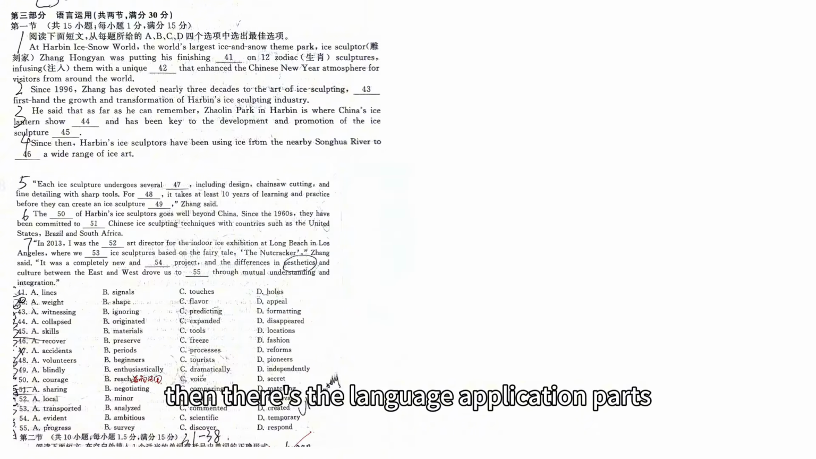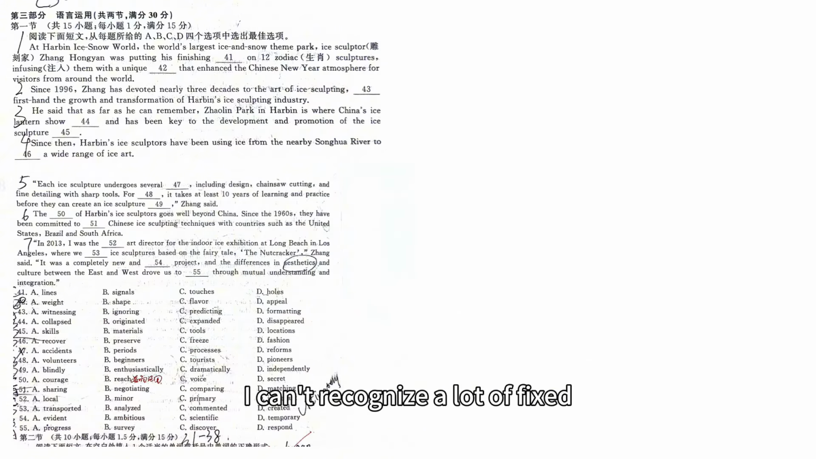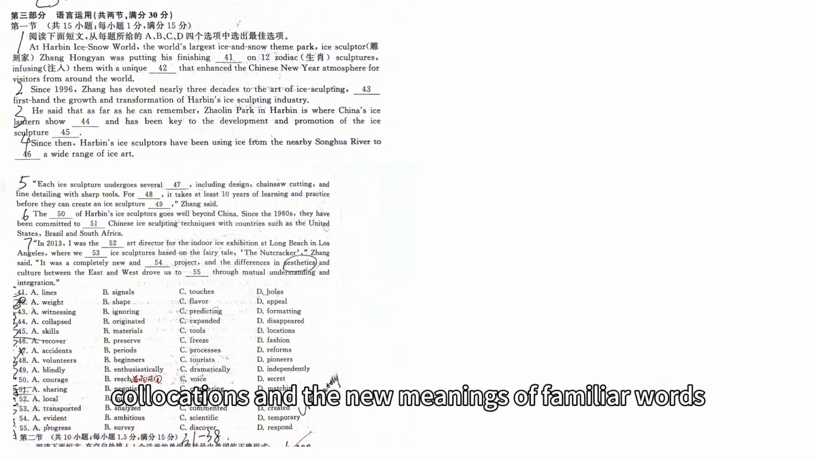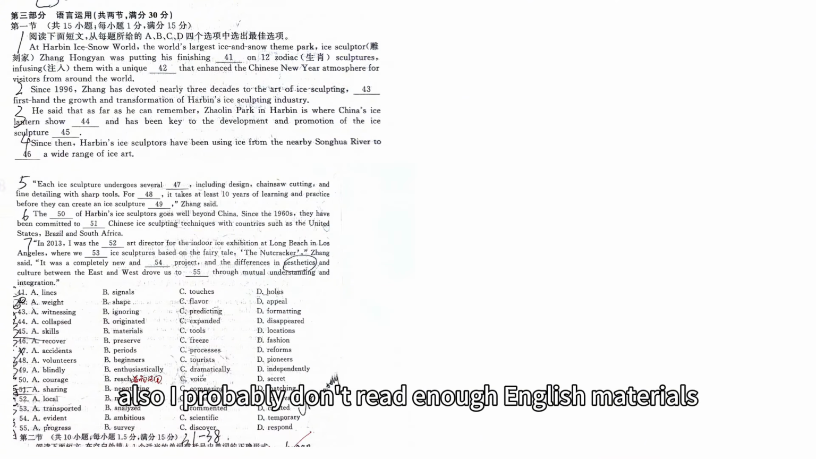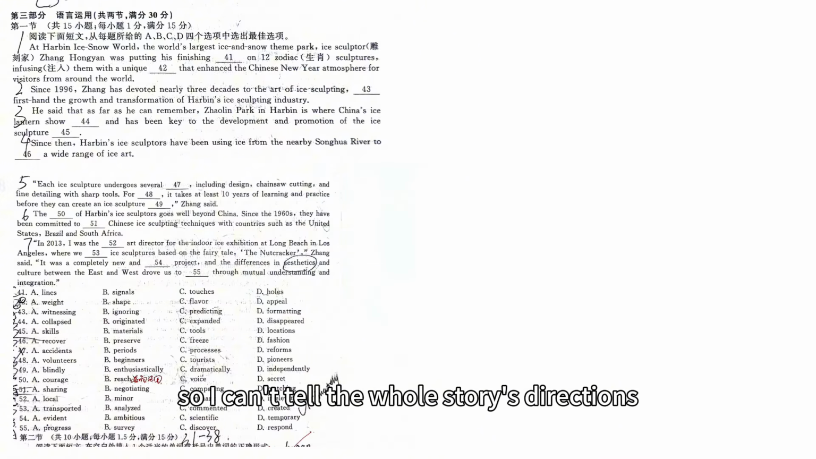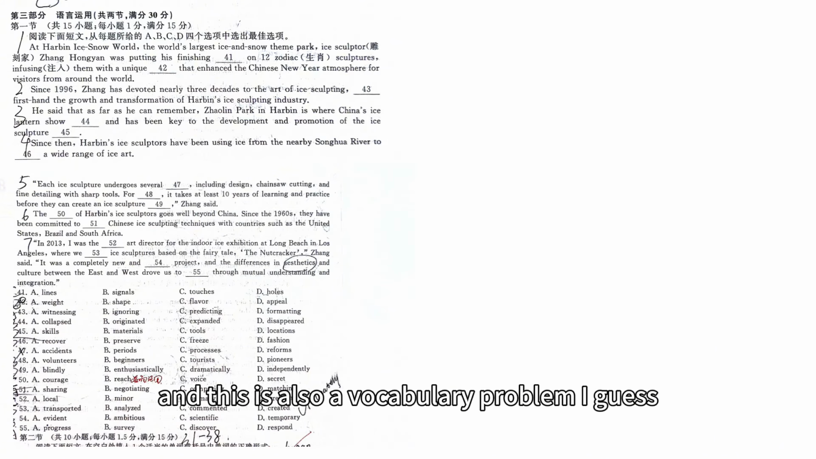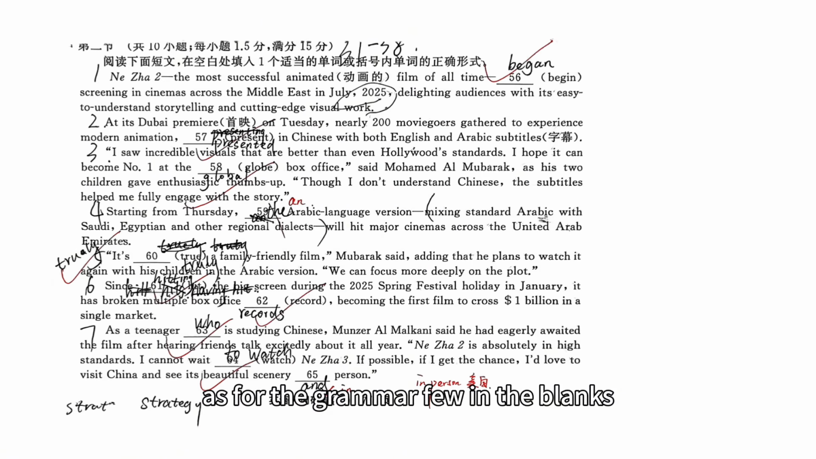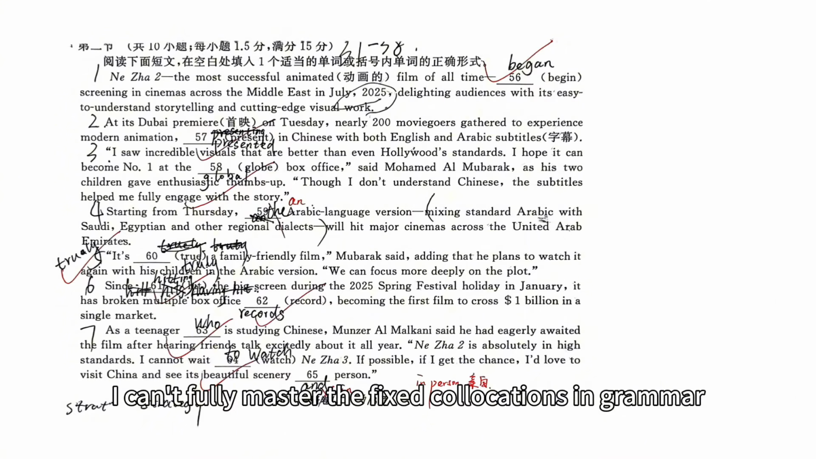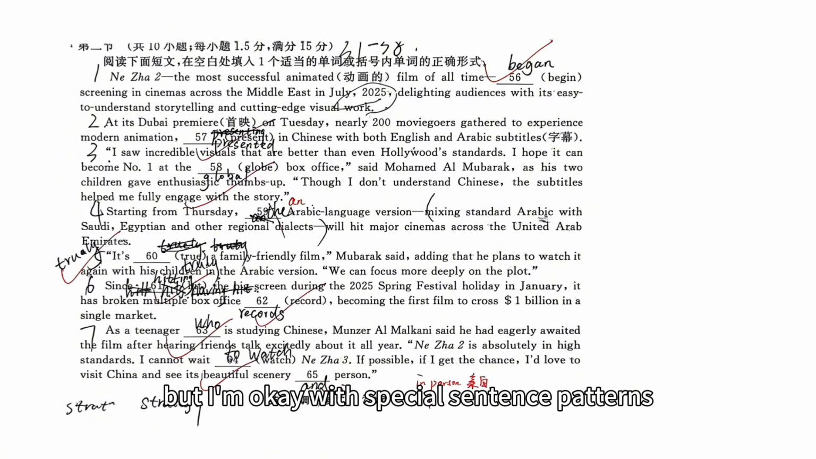Then there's the language application part. In the cloze test, I can't recognize a lot of fixed collocations and the new meanings of familiar words. Also, I probably don't read enough English materials, so I can't tell the whole story's direction after reading the first 2 paragraphs. I have to finish the whole passage to roughly picture the story's close and flow in my mind before answering, which honestly wastes a bit of time. And this is also a vocabulary problem, I guess. As for the grammar fill in the blanks, I can't fully master the fixed collocations in grammar, but I'm okay with special sentence patterns.